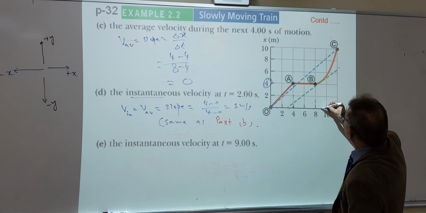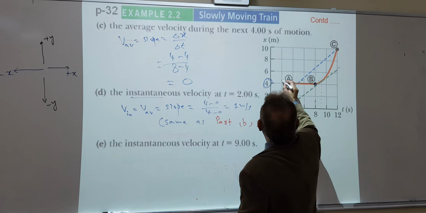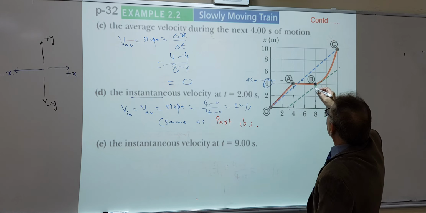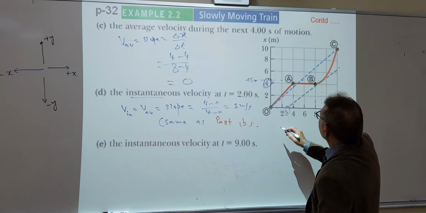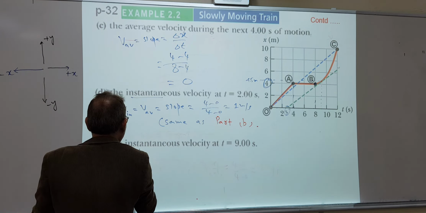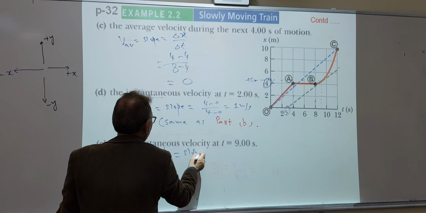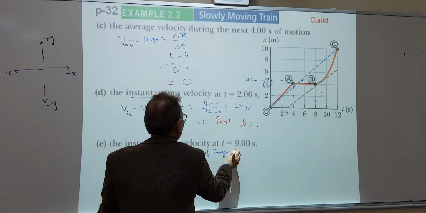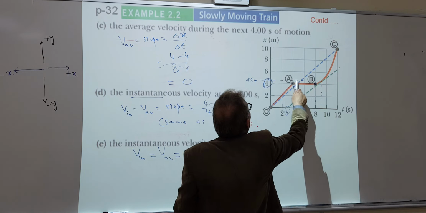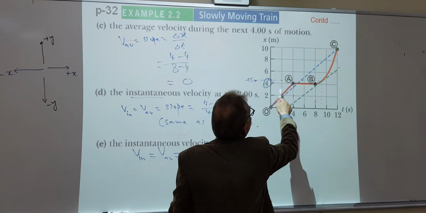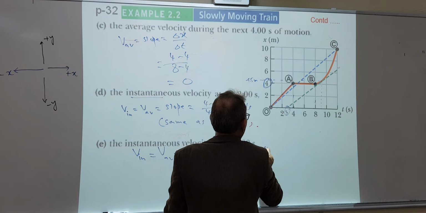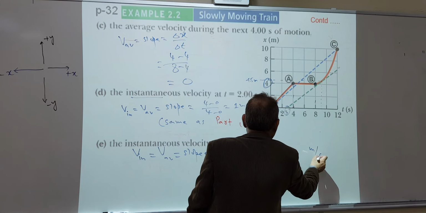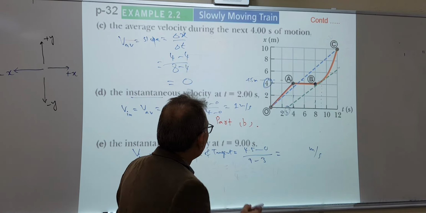Finally, the instantaneous velocity at 9 seconds. 9 seconds is over here. If you go up, you will come here, 4.5 meters. So now you have this tangent. Draw the tangent line here, and it will meet here. This is 3 seconds here. Now you can find the instantaneous velocity, which is equal to the average velocity, which is the slope of the tangent line, right? I take this one. Final 4.5 minus 0, because x is 0 here, and then 9 minus 3. So you get, in this case, 0.75 meter per second.